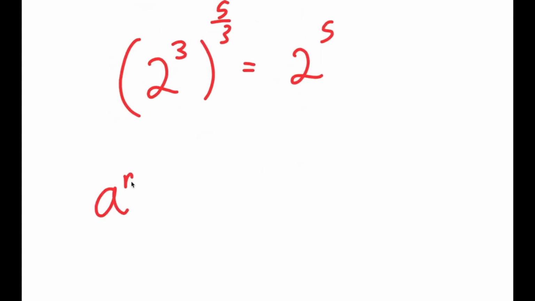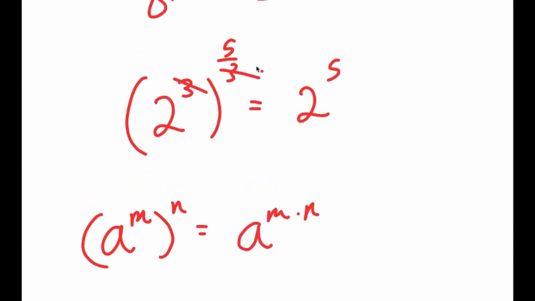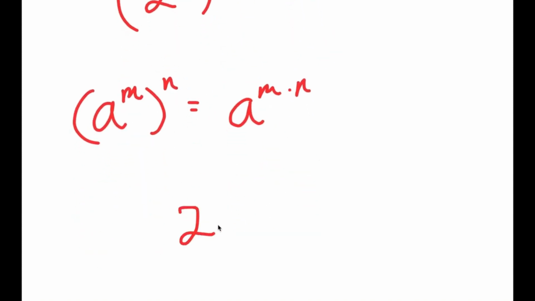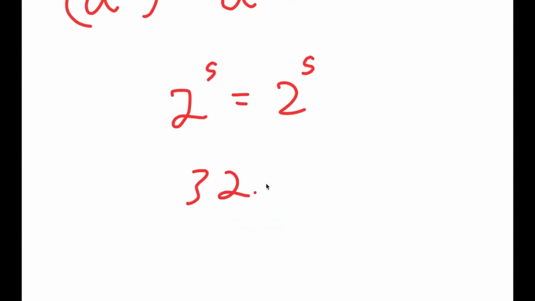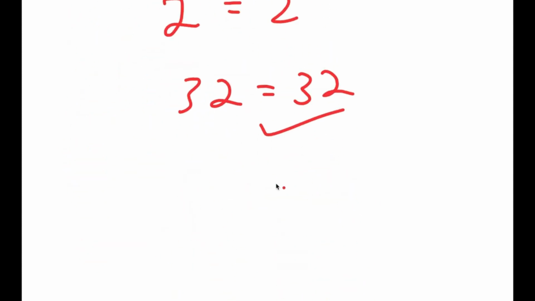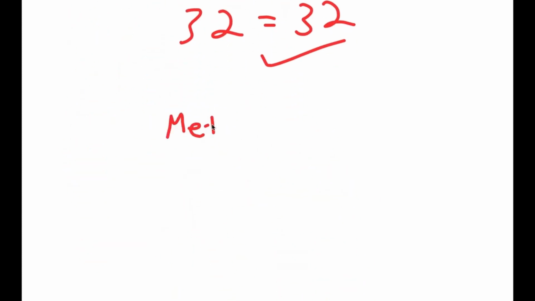And if I have something in the form a to the power of m to the power of n, this is equal to a to the power of m times n. So these two 3's cancel out, and I get 2 to the power 5 is equal to 2 to the power 5, or this is the same thing as 32 is equal to 32. This is right. Now, I also have a second method of solving this problem.